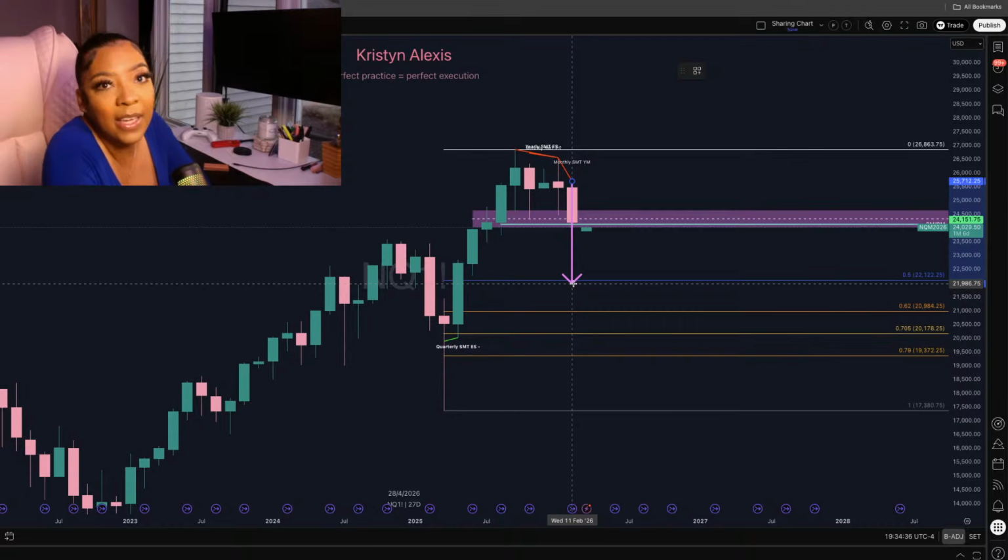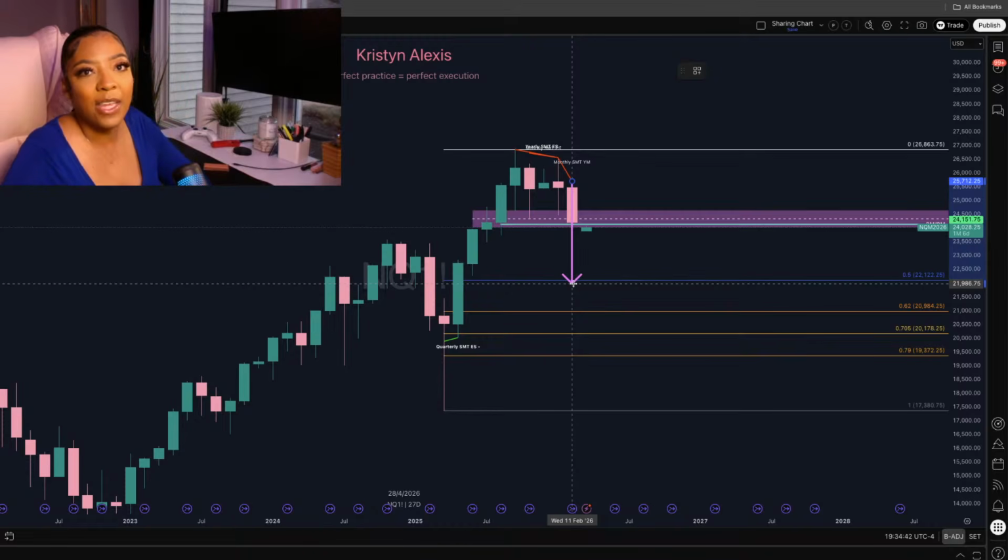And the market is supposed to be, how would I say this? It's supposed to be balanced. So the market is supposed to have an equal representation of buyers and sellers for the moves that you see in the market. But we know smart money is what moves the market.